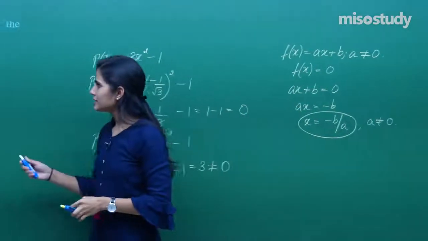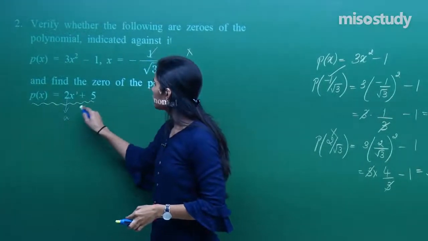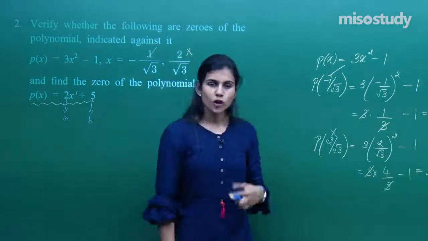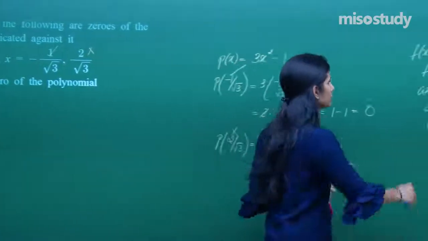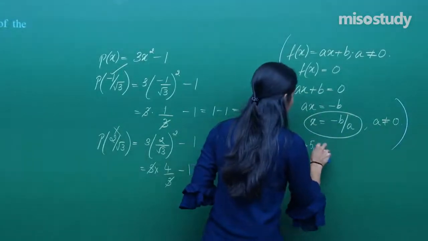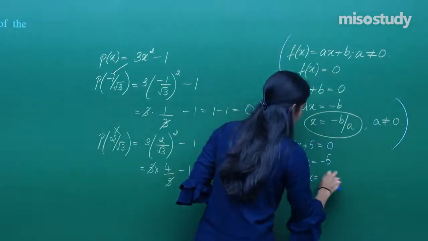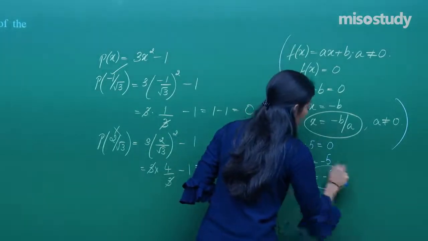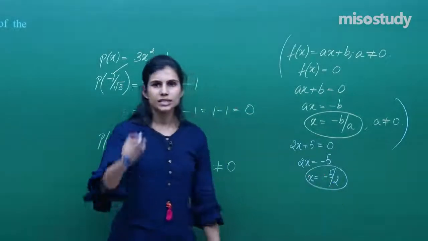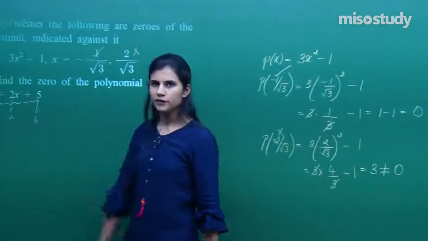If you compare it with this expression, it looks like ax plus b, where a is 2 and b is 5. So for what value of x will 2x plus 5 be equal to 0? 2x plus 5 equal to 0 means 2x will be equal to minus 5, so x equals minus 5 by 2, that is minus b by a. So minus 5 by 2 is the unique, single, exactly one zero of 2x plus 5.